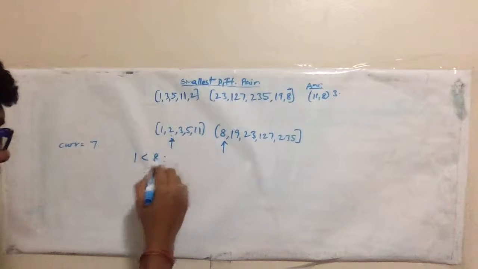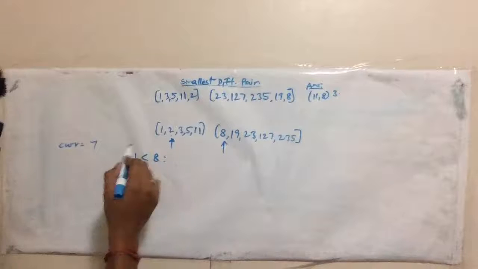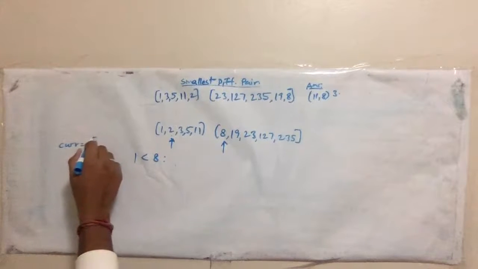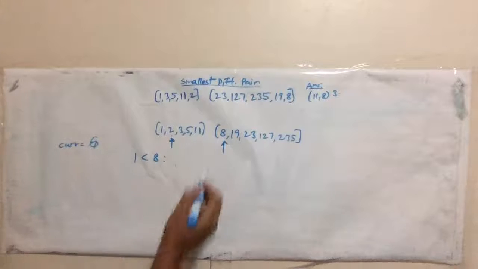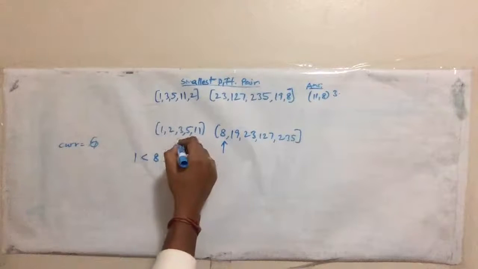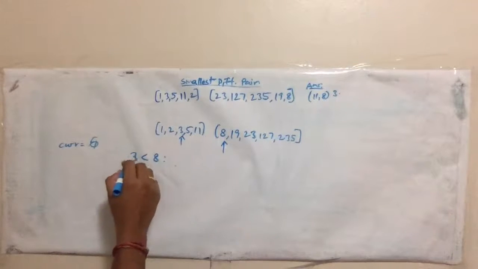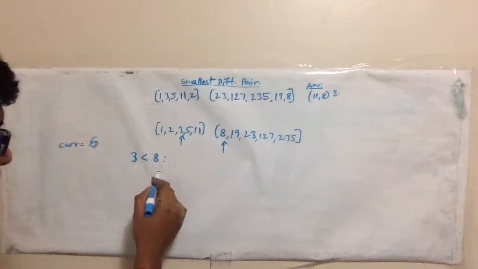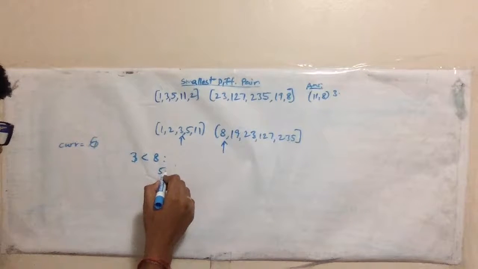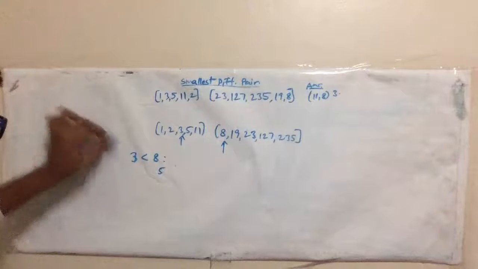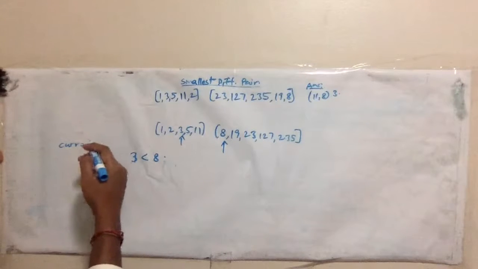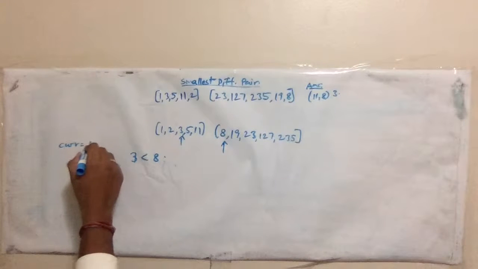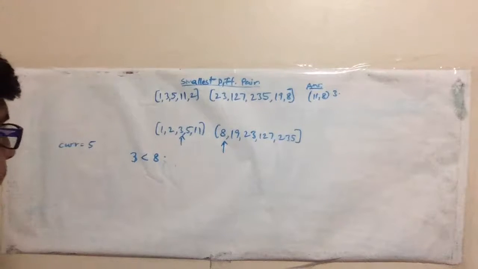So 2 minus 8 is 6, so you can still update, you can get a lesser difference than this. So try with the next element. Is 3 less than 8? Yes, so subtract this, it will give a difference of 5. So still 6 is bigger than 5, so update the current difference with 5.